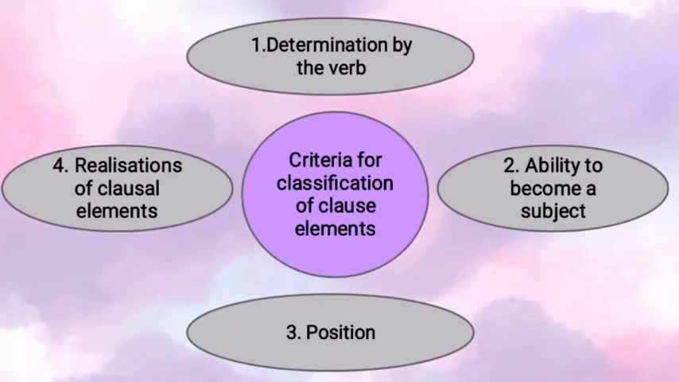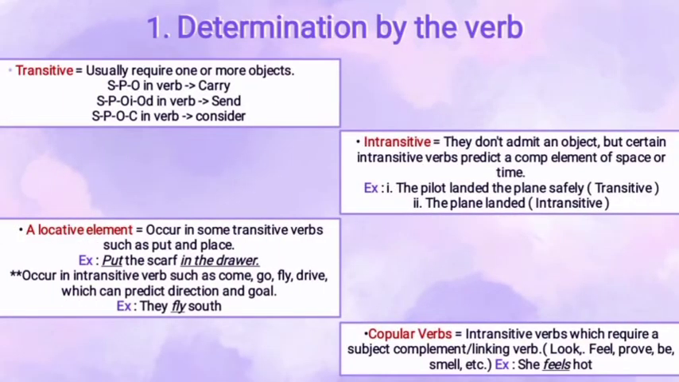And the next, criteria for classification of clause elements. The first, determination by the verb. Second, ability to become a subject. The third, position. And the fourth, realizations of clausal elements.